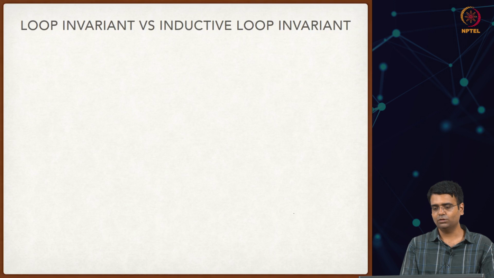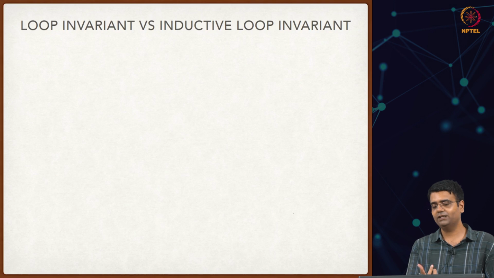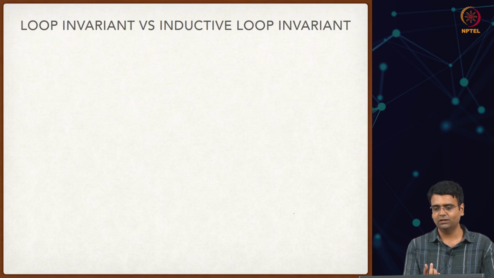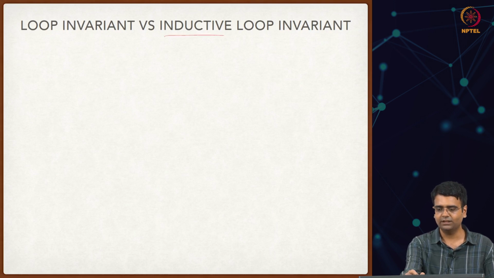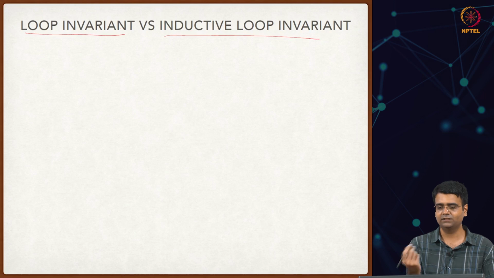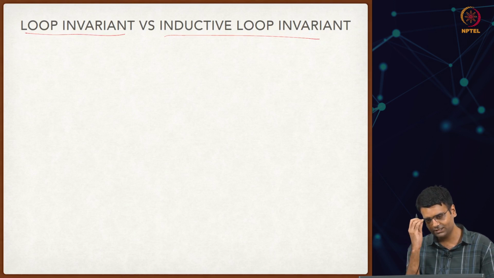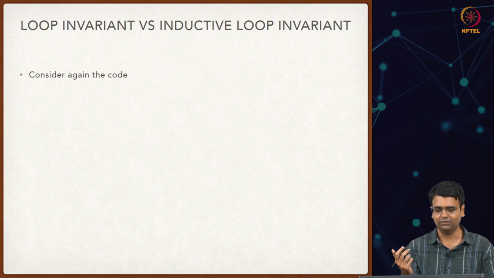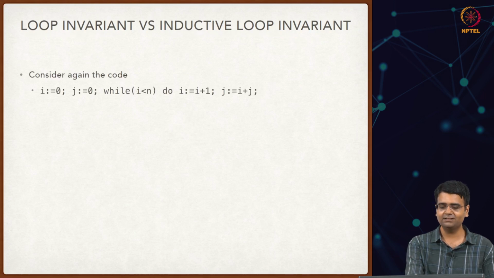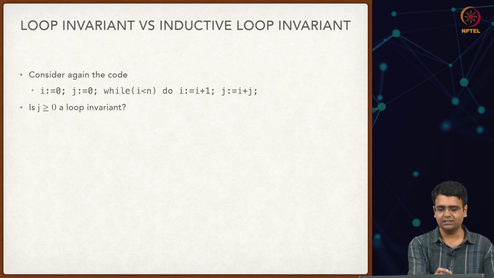Okay. So there is one important distinction between loop invariants and inductive loop invariants. What we have seen so far are what are known as inductive loop invariants, but a loop invariant is a more generic thing. So let's try to understand this distinction. Let's consider again this same piece of code that we had seen earlier. So let's look at j ≥ 0. Is this a loop invariant or not for this particular code?